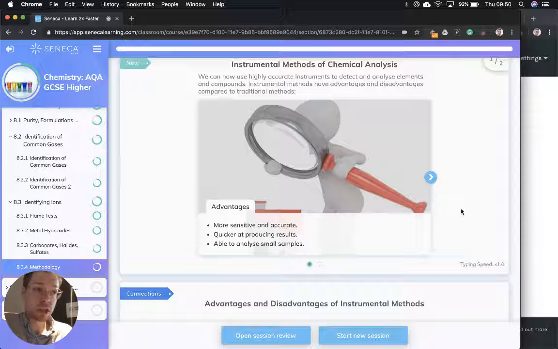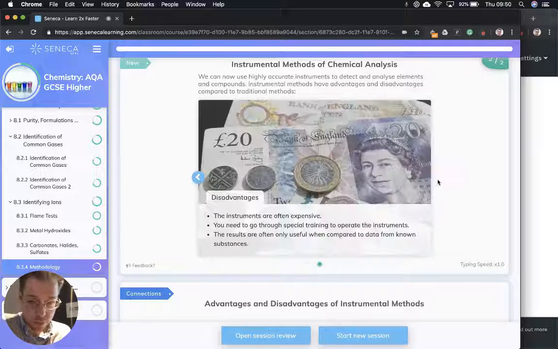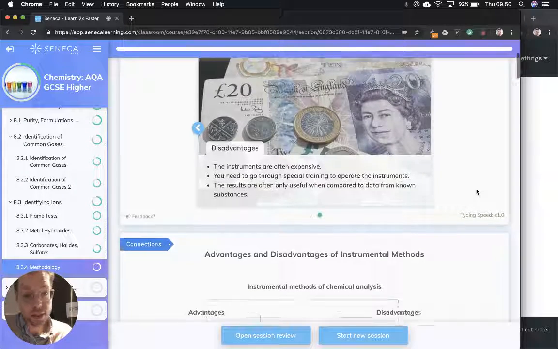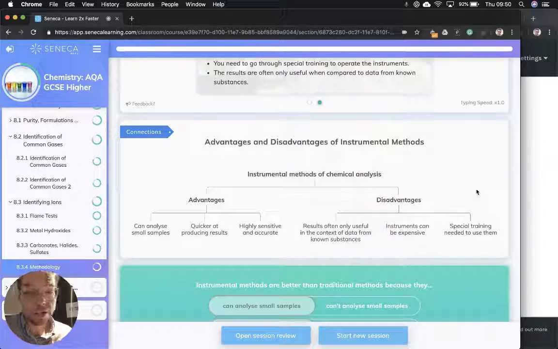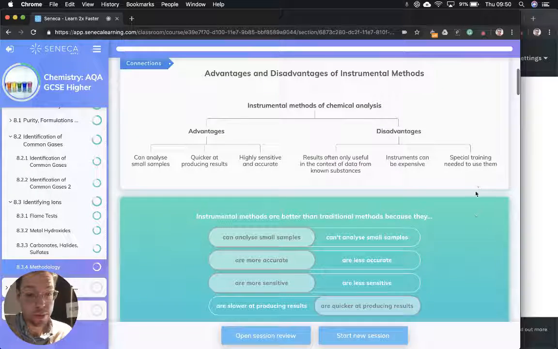So it's generally a good rule to learn 3 advantages and 3 disadvantages of things, because that's often how it's examined. The question in the exam will be like, give 3 advantages of instrumental methods of chemical analysis. So always try and learn 3. So disadvantages, they are often expensive. You have to go through special training to operate the instruments, and the results are often only useful when compared to data from known substances. Okay, so that's 3 advantages and 3 disadvantages of instrumental methods.